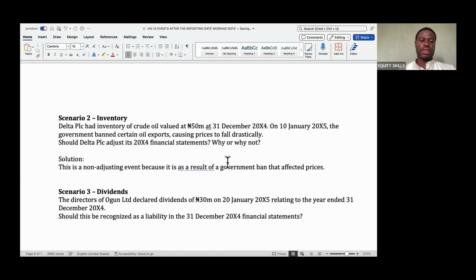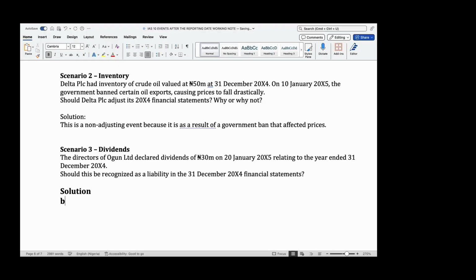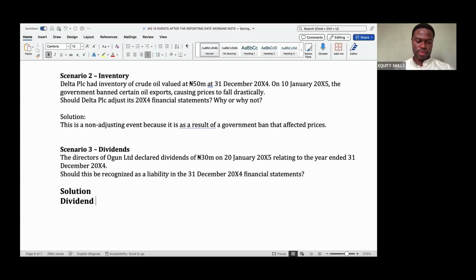Okay. Another one: the directors of Ogun Limited declared a dividend of 30 million on 20th January 2005 relating to the year ended 31st December 2004. Should this be recognized as a liability in the 31st December 2004 financial statements? No. Okay, non-adjusting event, that's correct. So a dividend declared after the year end is a non-adjusting event.